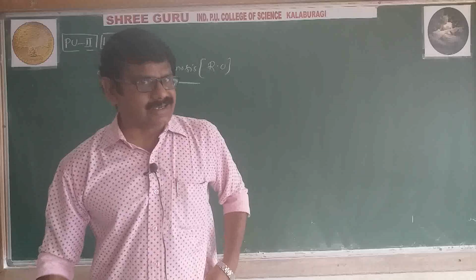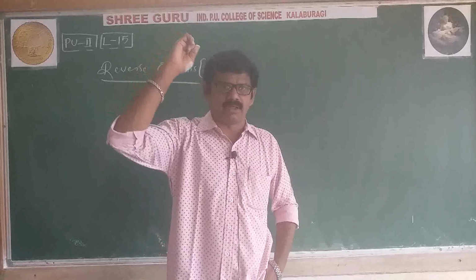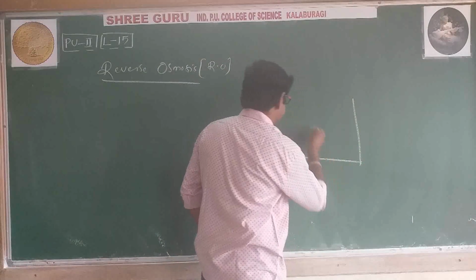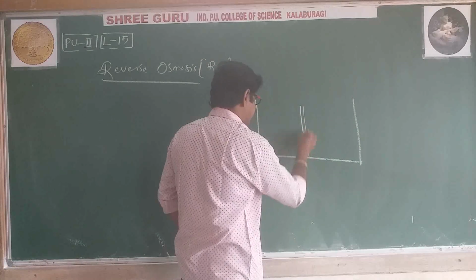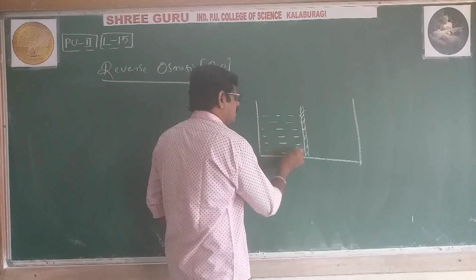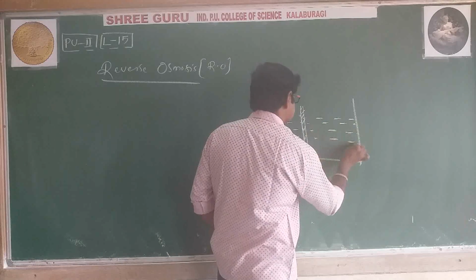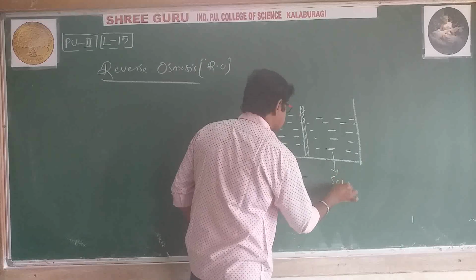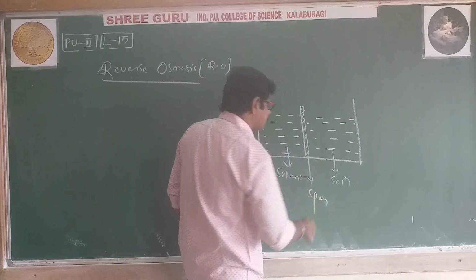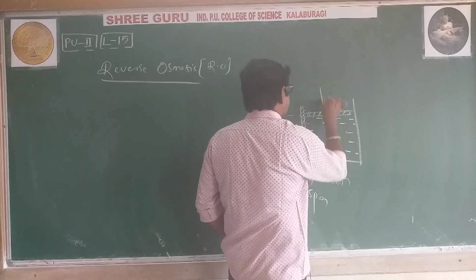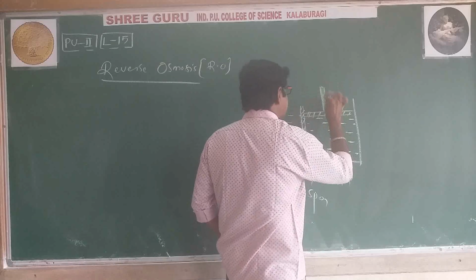Once again, we'll draw a diagram, the same diagram we already drew at the time of the osmosis process. We'll keep here one semi-permeable membrane. On the left side we have taken a pure solvent, on the right side we have taken a solution. It is a solvent, it is a solution, it is a semi-permeable membrane. On the solution side, we will arrange one piston, and we are applying some pressure with the help of the piston.